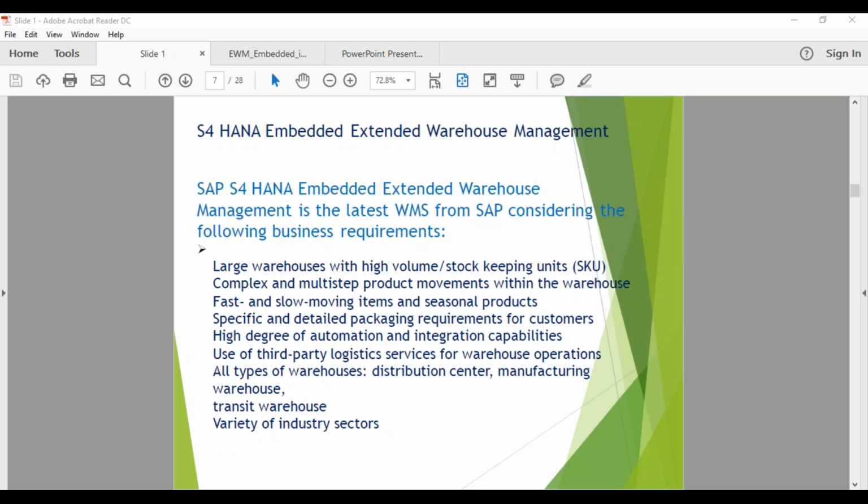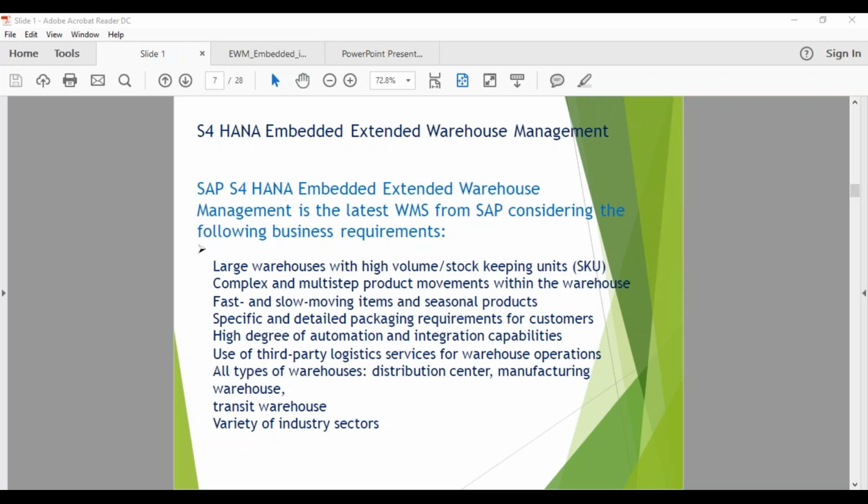S/4HANA Embedded Extended Warehouse Management is the latest warehouse management system from SAP, considering the following business requirements. Large warehouses, we have discussed. As of now, we have a lot of very large warehouses, where the business is very high volume, and stock keeping units, the number of parts or products a business deals in, can be multiple lakhs or a million products. Then complex and multi-step product movements, we have discussed that as well.